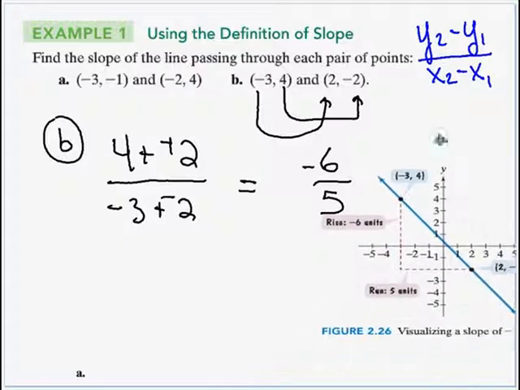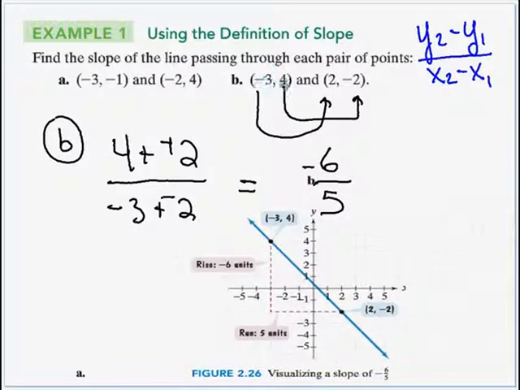And I guess we could take a look at the graph. Here's the 2 points. Negative 3, 4 is up here. Negative 2, negative 2 down in quadrant 4. And we can see the slope of the line. We went down 6 units and then over 5 for our rise and our run.